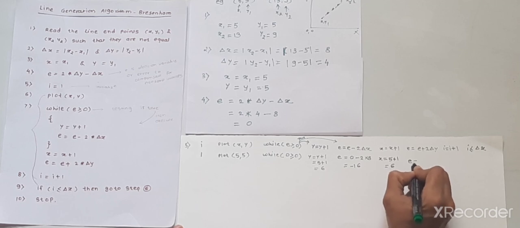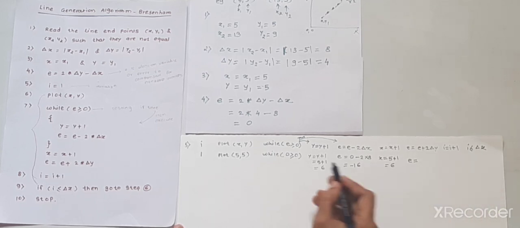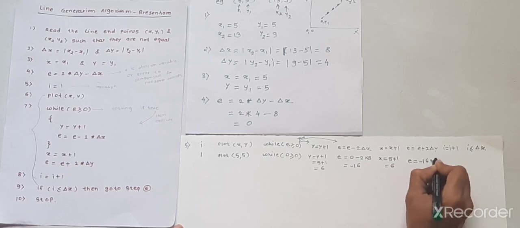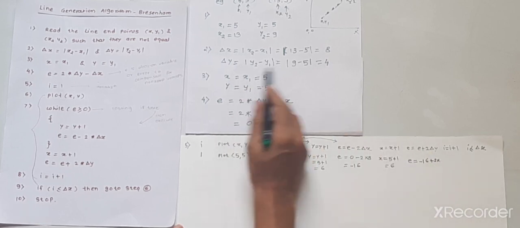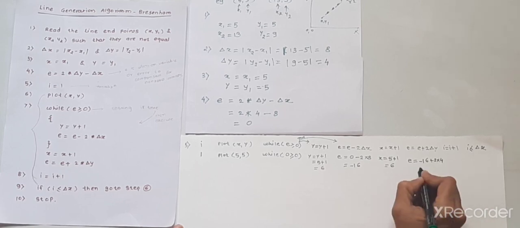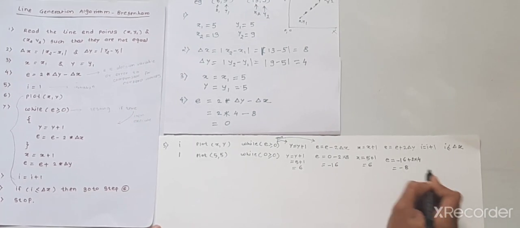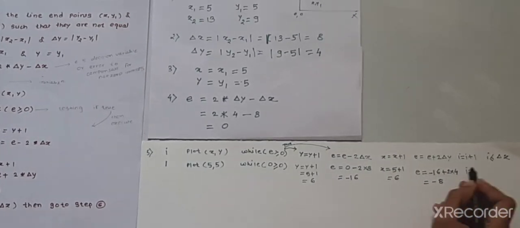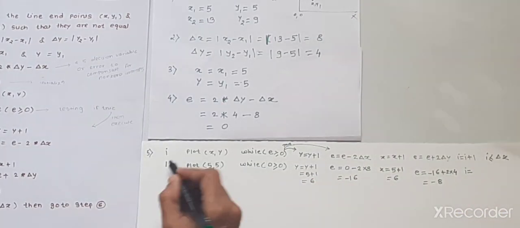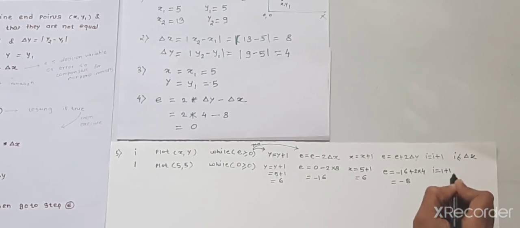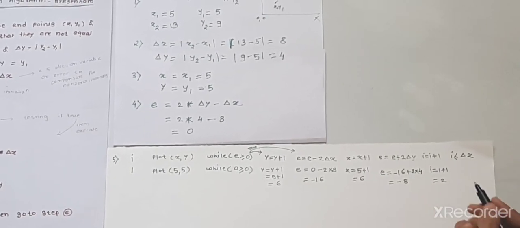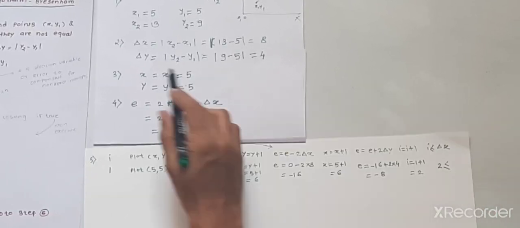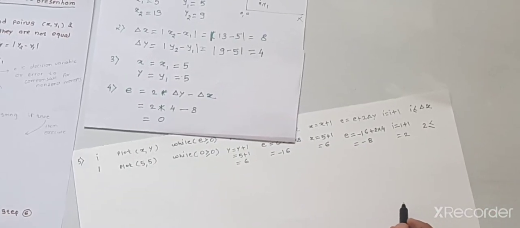Go towards calculating e value. E is equal to e plus, as previous value of e is minus 16, plus 2 into value of delta y, which is nothing but 4. So after solving, we are getting here minus 8. Next to that, I is equal to I plus 1. So I is equal to previous value of I, that is nothing but 1. So 1 plus 1, we are getting answer as 2. We want to check this condition. 2 is less than or equal to delta x value, that is nothing but the 8.